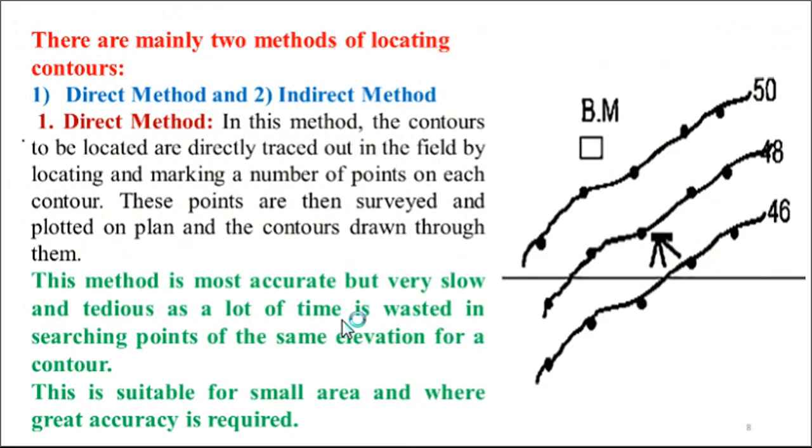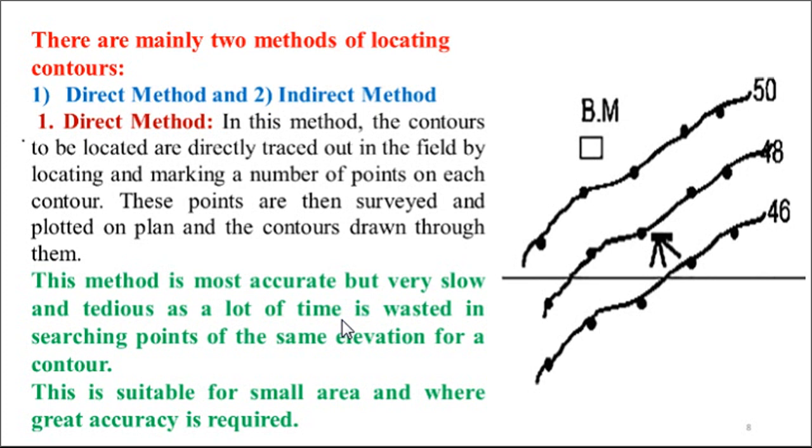There are mainly two methods of locating the contours. Now, how do we draw the contour map for a particular area? For that, there are two methods. One is called the direct contouring method, and the second is called the indirect contouring method. Now, we will study the direct contouring method.